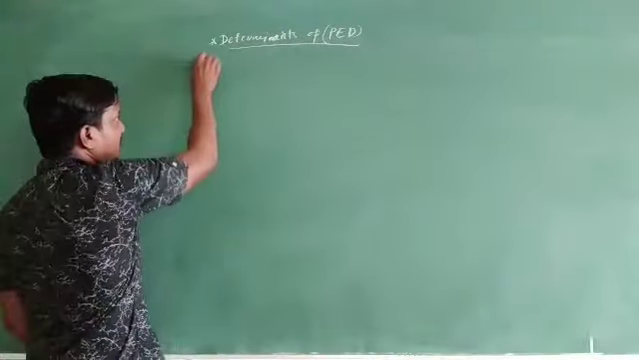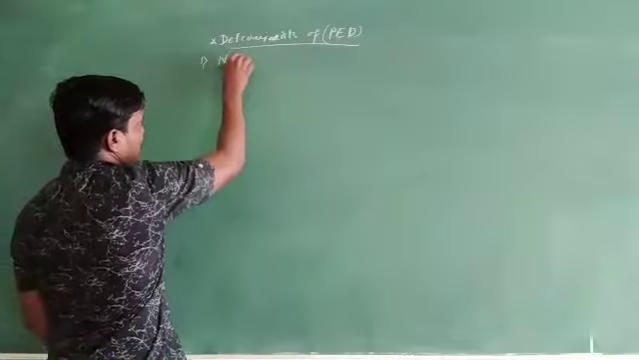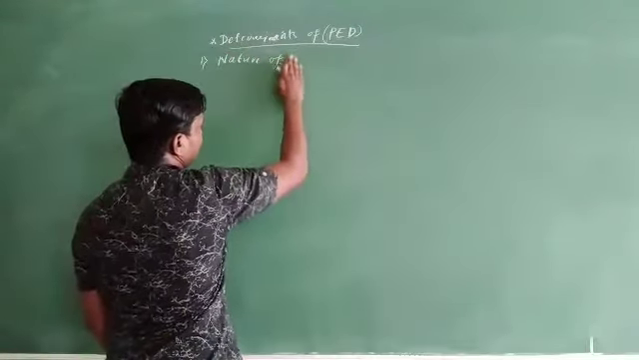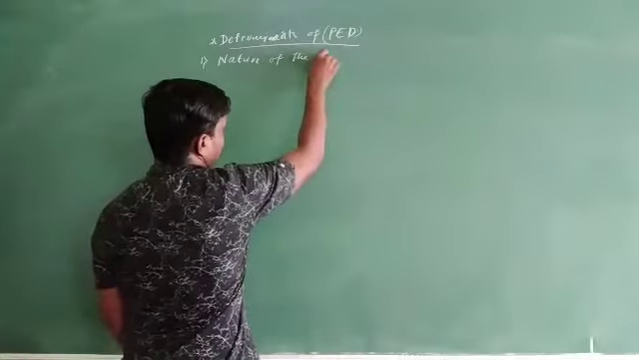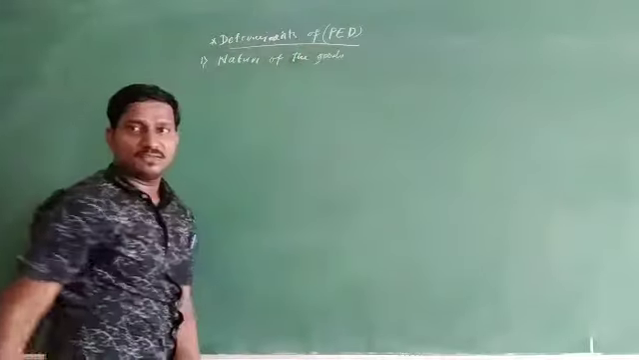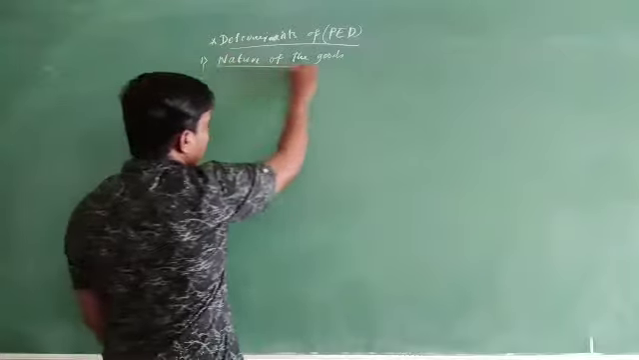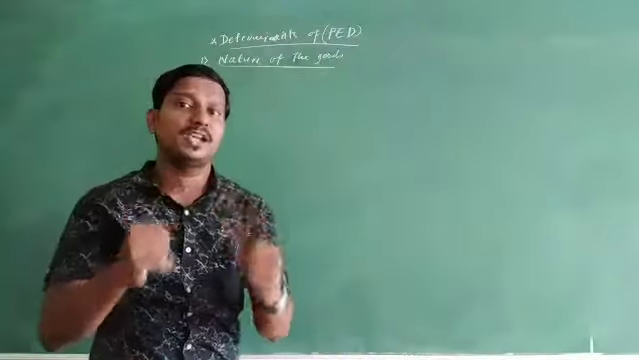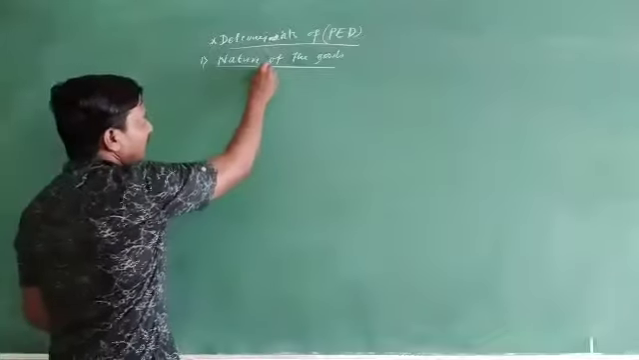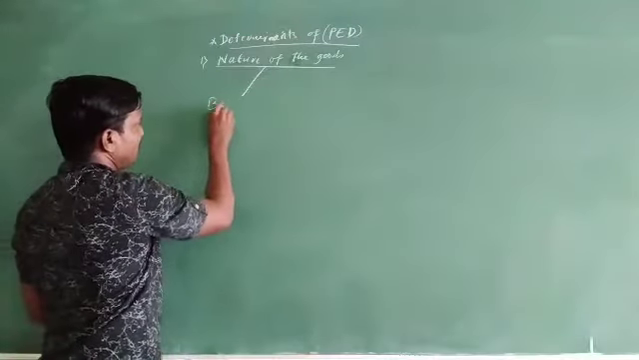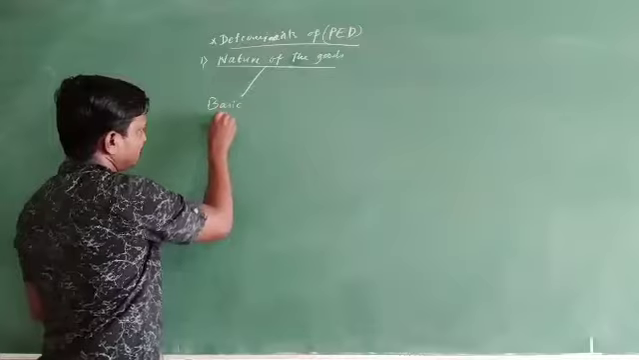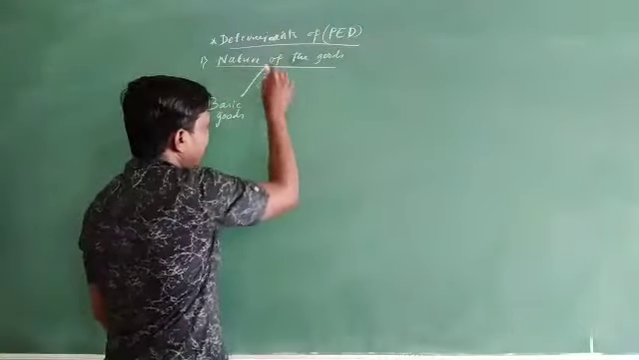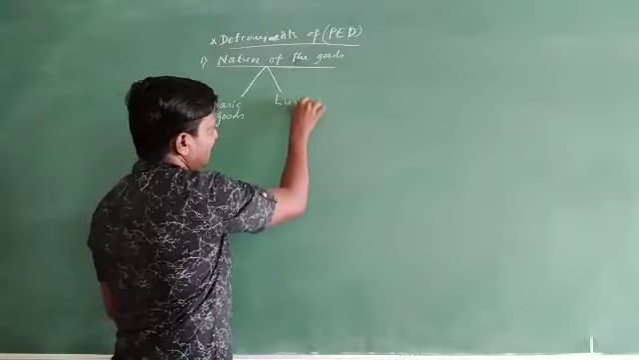The first one is the nature of the commodity, the nature of the goods. Friends, on the basis of nature, we are going to categorize these goods into two main heads. The first one is basic goods. The second one is luxurious goods.